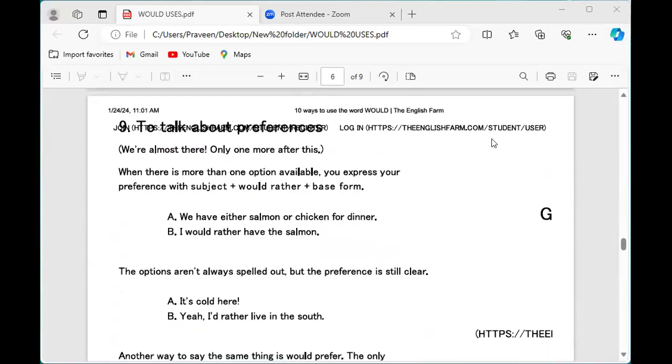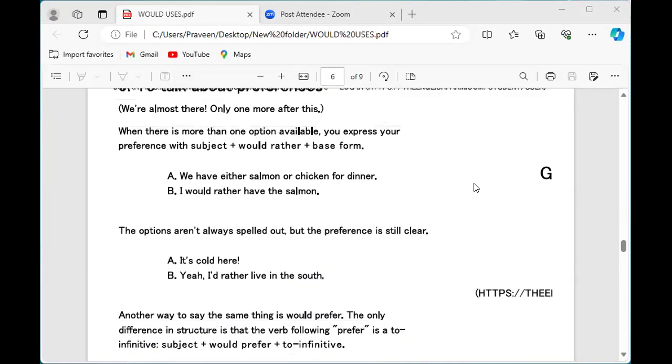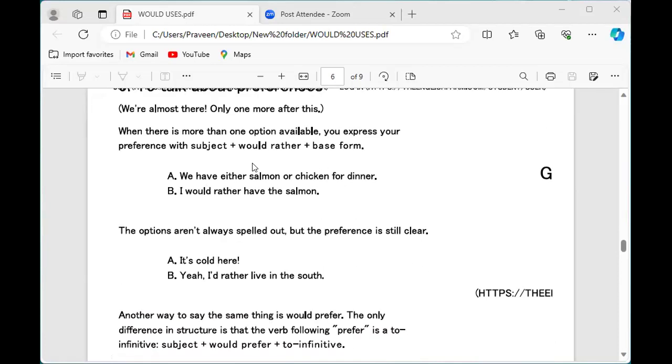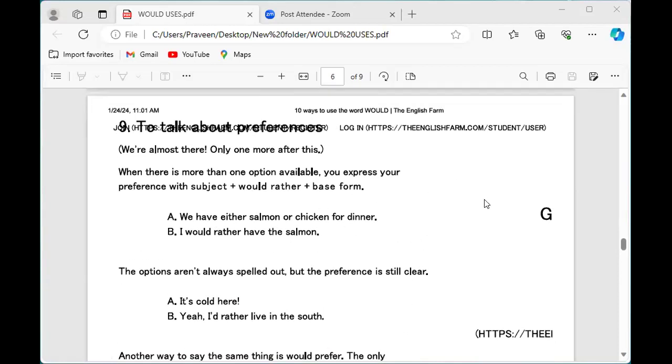To talk about preferences, when there is more than one option available, you express your preference with subject, would, rather, base form. We have either salmon or chicken for dinner. So we have to choose one of them. We have either salmon or chicken for dinner. I would rather have the salmon.